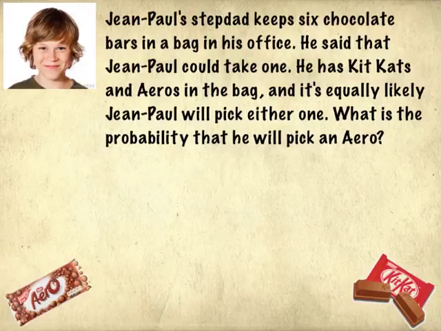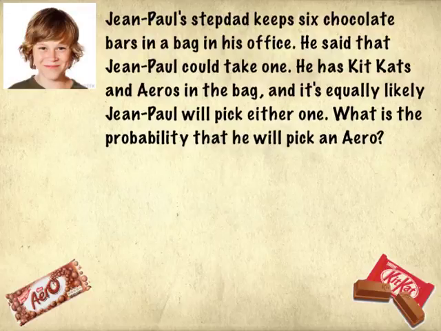So here's another problem, and it's that Jean-Paul's stepdad keeps 6 chocolate bars in a bag in his office. He said that Jean-Paul could take one. He has Kit Kats and arrows in the bag, and it's equally likely that Jean-Paul will pick either one. What is the probability that he will pick an arrow? Pause the video and see if you can figure that out, and when you come back I'll have the answer for you.